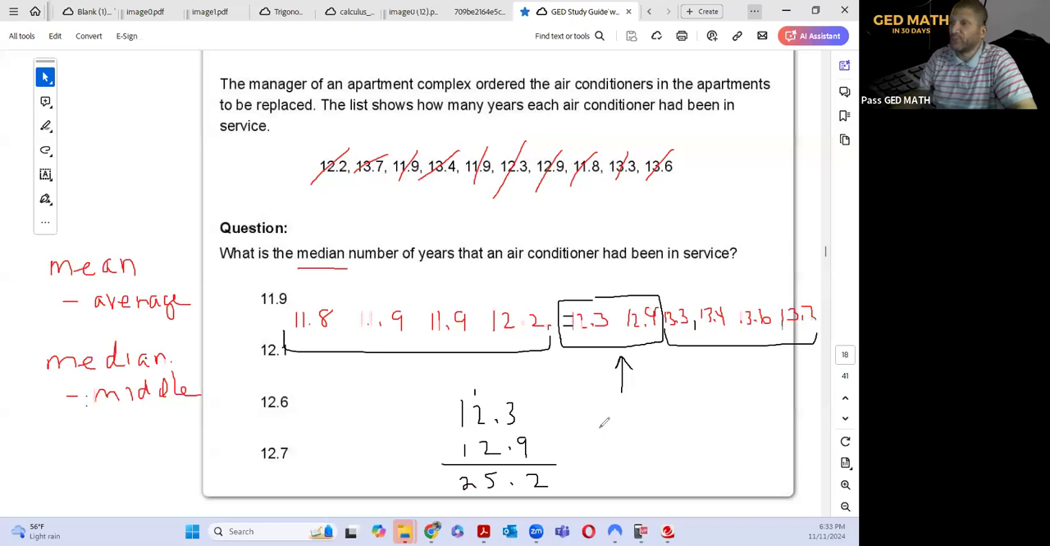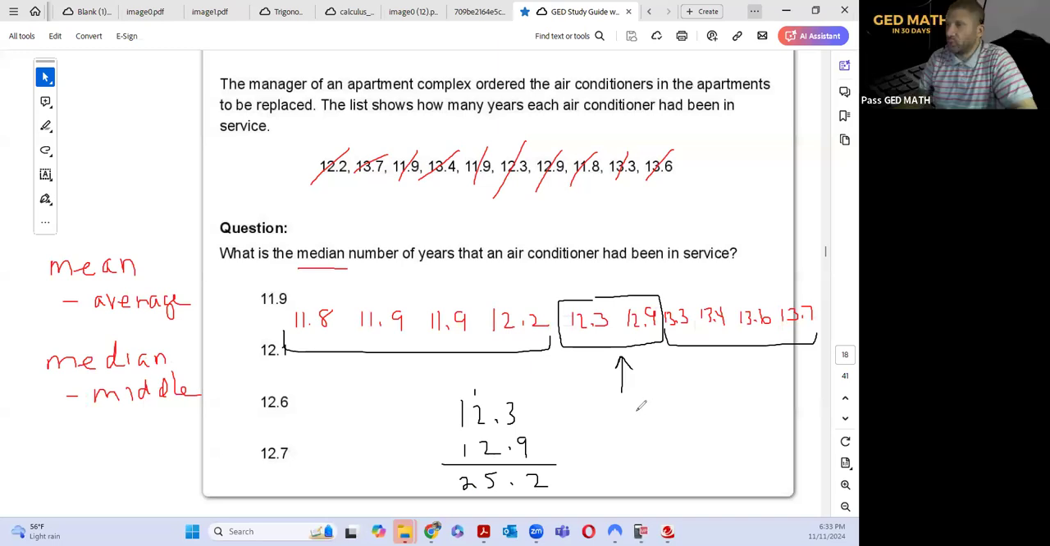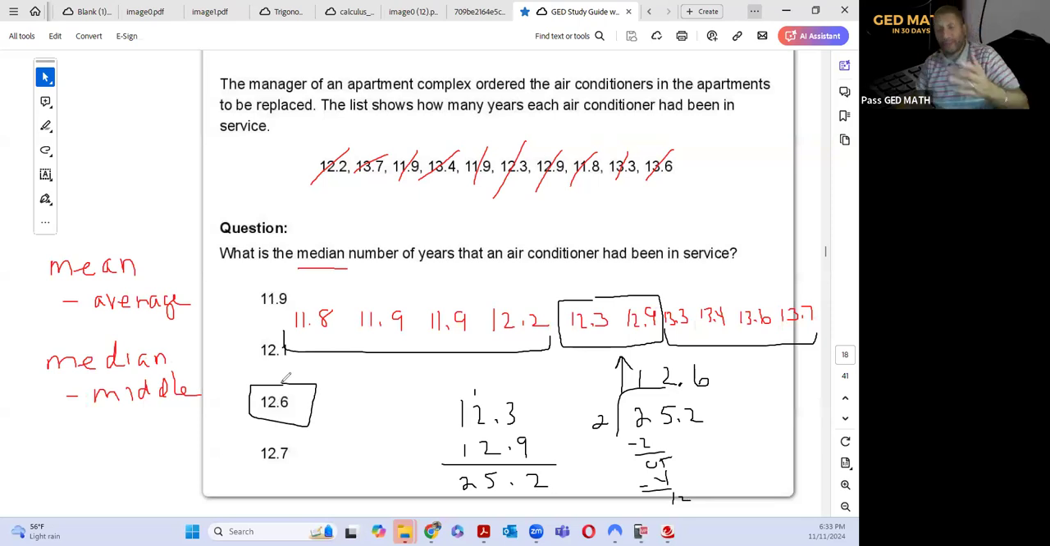And then what am I going to do? You divide it by 2. So 25.2 divided by 2, you get 1, 2. Bring your decimal up, 6. We got 12.6. I wouldn't do it that way.